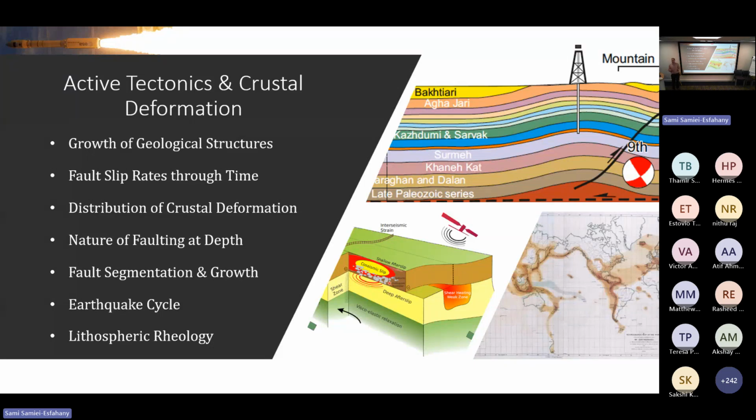We want to look at fault slip rates through time, what we can measure today versus what the long-term geological rates are, so we can compare whether they're constant or time varying. And it enables us to look at the distribution of crustal deformation across the continents. By measuring stuff at the surface, the nature of faulting at depth, we can make an inference about what's going on deeper down. We've got to look at, in earthquakes, the way that the faults segment and break up into different parts, and then how they might grow through time, so the time evolution of it.